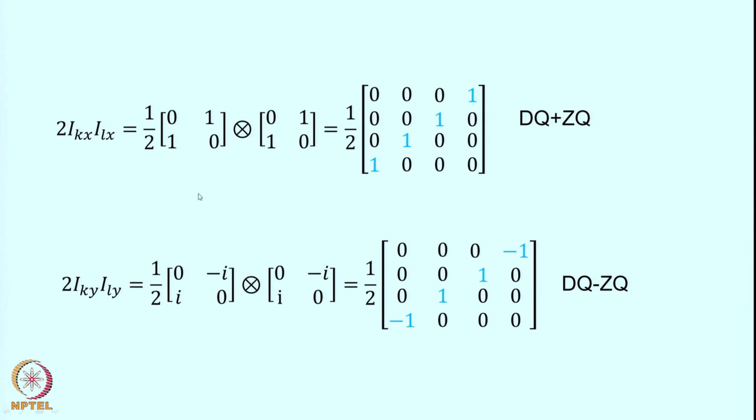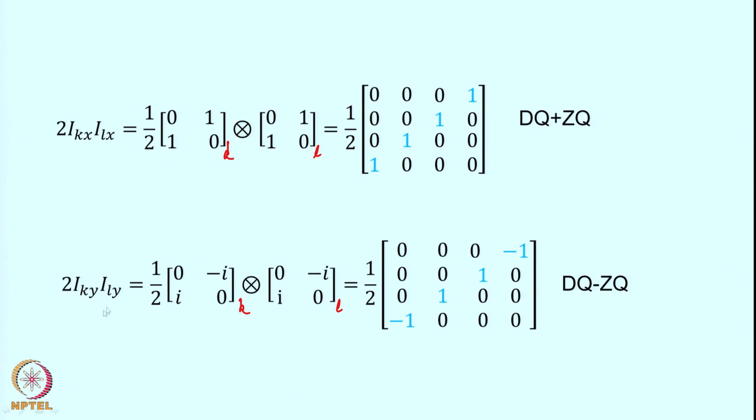Okay, so now let us look at the other product here, 2ikx ilx. In this case I have the x components for both k and l spins. So let me write here once more, these are for the individual spins, this is for k and this is for l. So here this direct product now will have real numbers. This product gives me 0 0 0 1, 0 0 1 0, 0 1 0 0, 1 0 0 0. Once again, this is a mixture of double quantum and zero quantum coherences. This is the double quantum, this is the zero quantum, this is the mixture of the two, and they have the same sign. So I represent it as a mixture of double quantum plus zero quantum here.